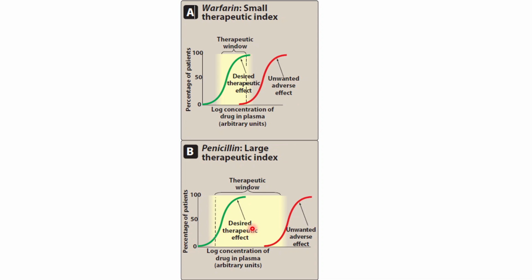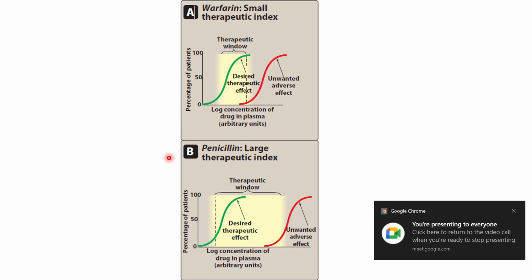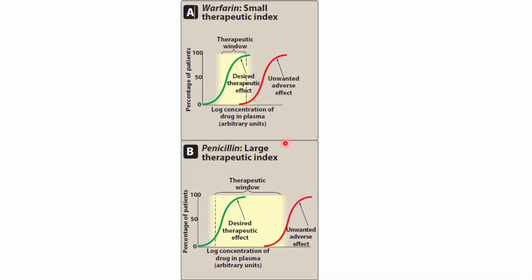And with a large therapeutic index, the adverse effects usually occur at much higher doses, like 5 times larger than where the therapeutic effect occurs, and these drugs are usually safer. For example, penicillin is an antibiotic, and the penicillin group is one of the safest groups of antibiotics. Warfarin is an anticoagulant, and it has a small therapeutic index, and that leads to overdose and bleeding, commonly encountered during the treatment because the therapeutic index is low.